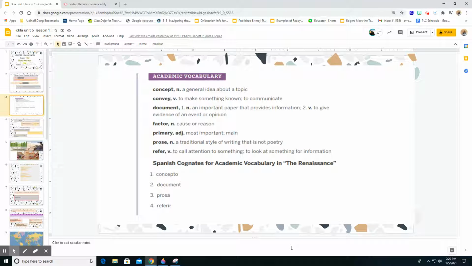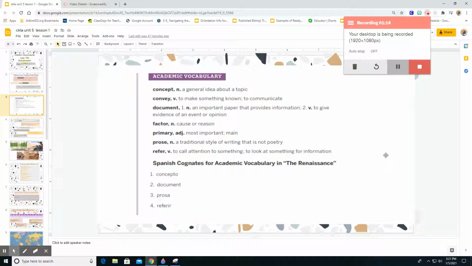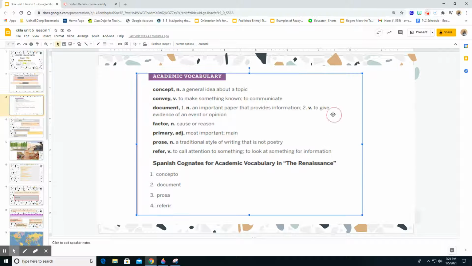Also, another core vocabulary word is factor. That is a cause or reason. That means a reason why you actually had something done. So it's a cause or reason. That is a factor. And then your next core vocabulary word is primary. That means most important or main. So that's the primary thing you like to eat. Your main thing, the primary subjects in school, the most important.